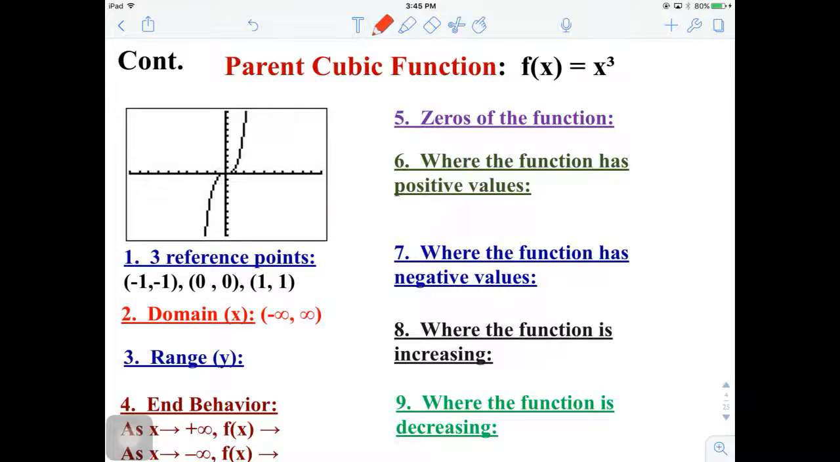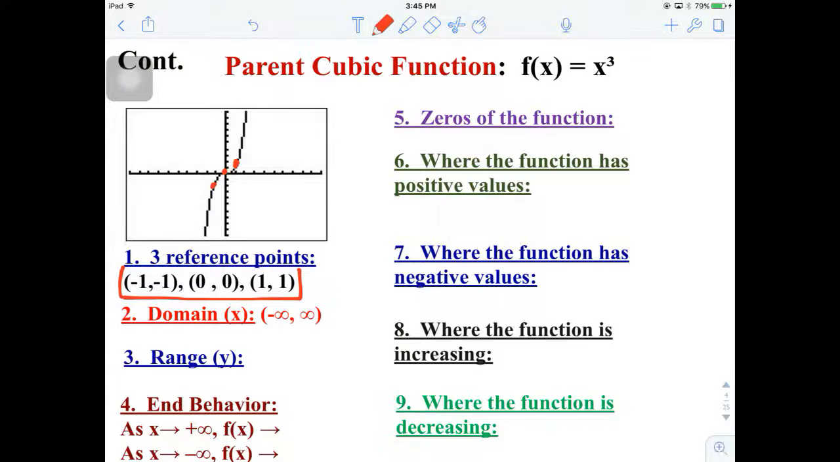So here it is again, and let's take a look at some characteristics of the parent function. Here we have the cubic function, which looks like a sideways n or s, like a snake. Five points is a little too many, so we're only going to work with the 3 basic reference points, which are (-1, -1), (0, 0), and (1, 1).